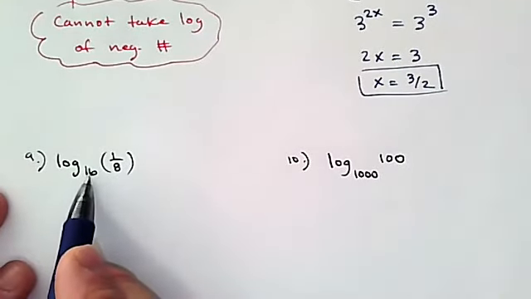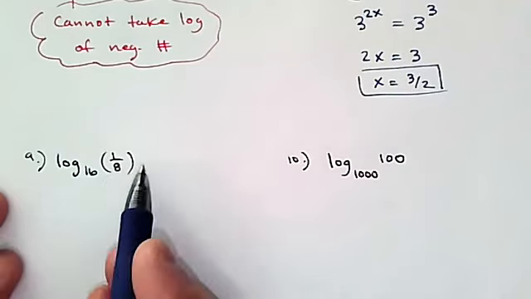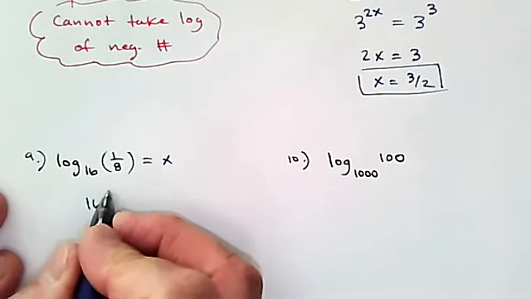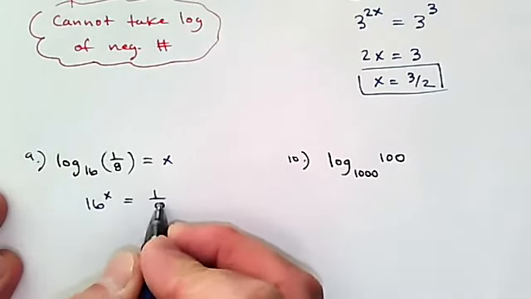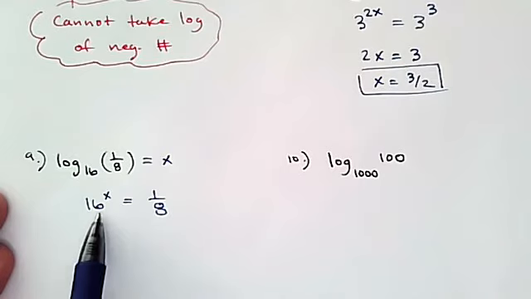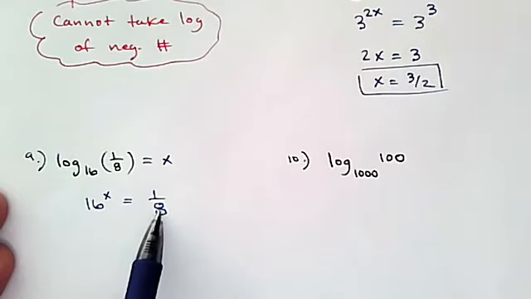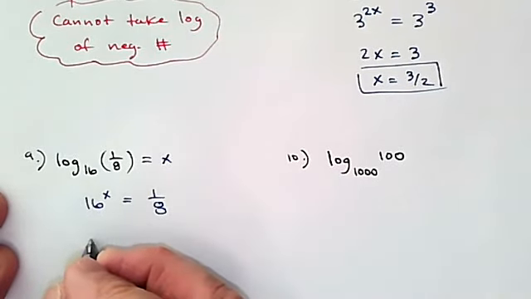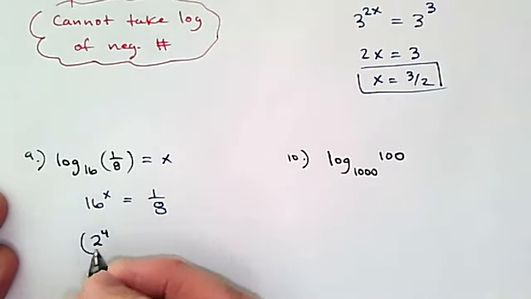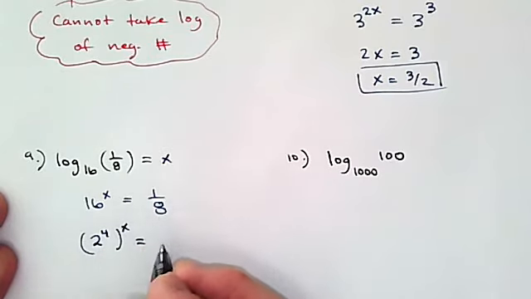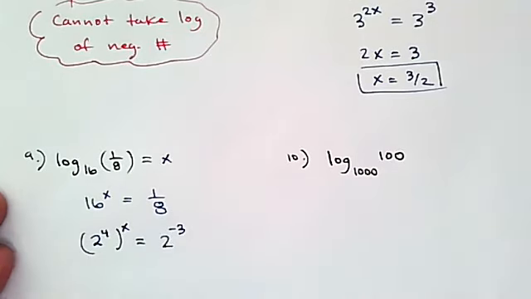Okay, so what power of 16 gives me 1/8? Yeah, I don't know. So I'm going to write this in exponential form. 16 to the x equals 1/8. And then you want to try to think about writing both sides with the same base. Both 16 and 8 are powers of 2. So that would be what you'd want to do. 16 is really 2 to the 4th. 8 is 2 to the 3rd, which means 1/8 must be 2 to the negative 3rd power.